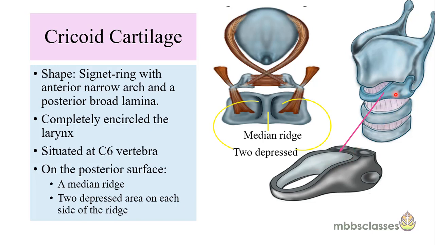So we can see here the cricoid cartilage is the lowermost part of the larynx. It forms the base of the larynx over which all the other cartilages are based. This cricoid cartilage corresponds to the cervical 6 vertebra, and the lower margin of the cricoid cartilage forms the lower border of the larynx. And if you see the posterior aspect of the cricoid cartilage, it has a median ridge, and on both sides of the median ridge there is a depression.